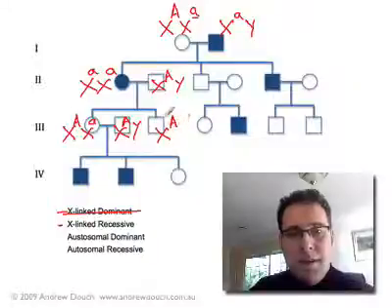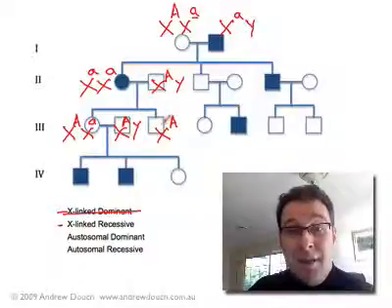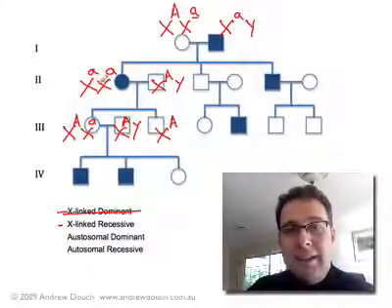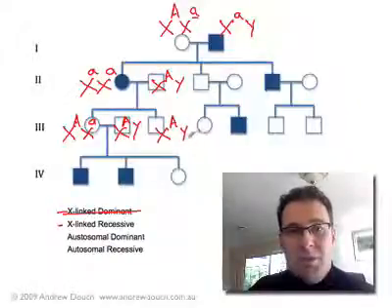Well, here's where we run into a problem. In order to not be shaded in, he would have to have a big A, wouldn't he? But his mum has only got little a's. His dad's got a big A, but his dad gives him his Y chromosome.